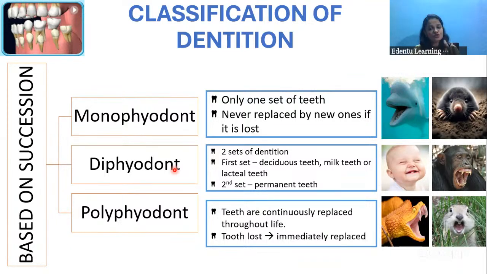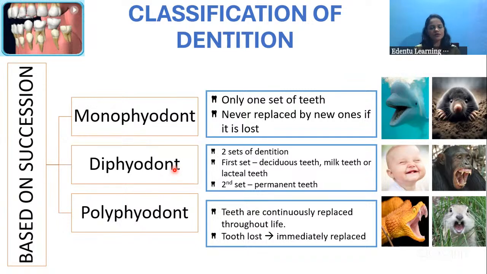We have two sets of dentition. Till 6 to 7 years, we have the primary teeth, which are also called the deciduous teeth, or the milk teeth, or the lacteal teeth. That is the first set of teeth. After 6 to 7 years, they shed, and a new set of teeth comes into our oral cavity. That is called the permanent teeth. Such animals are called the diphyodont type of dentition.